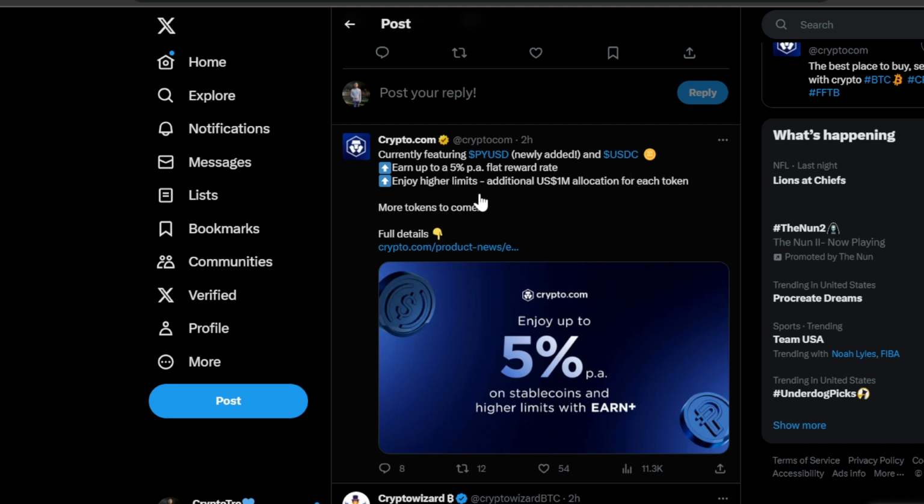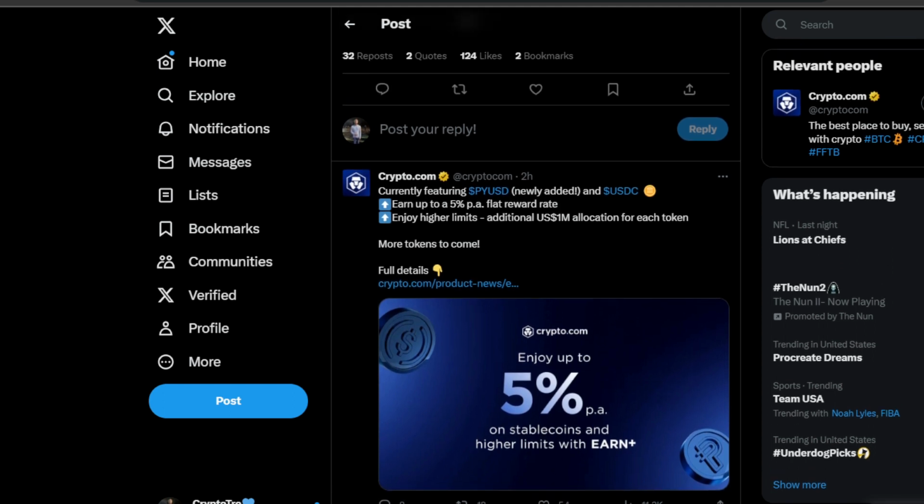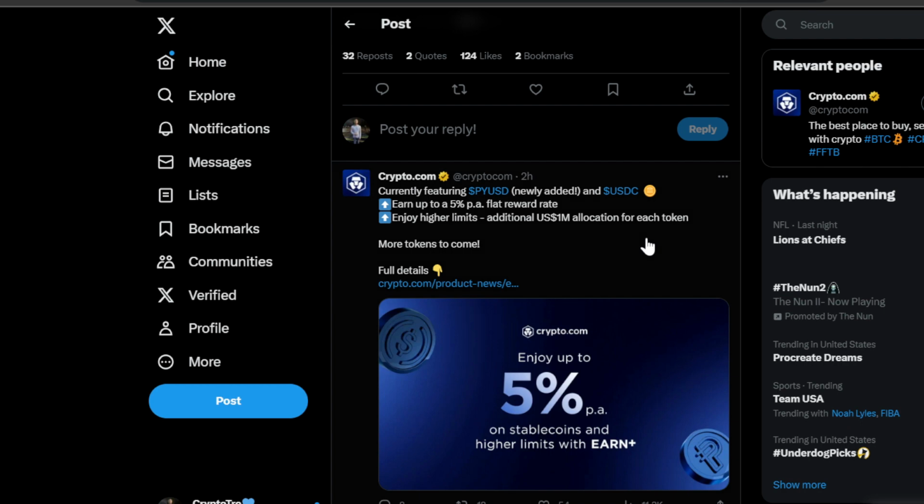flat reward, enjoy higher limits, additional US 1 million allocation for each token. So you can get in and start earning up to 5% on PYUSD, and that's very, very big, because this is a new stable coin. We know there's the PayPal stable coin, so you can get on the crypto.com app and start earning those rewards.